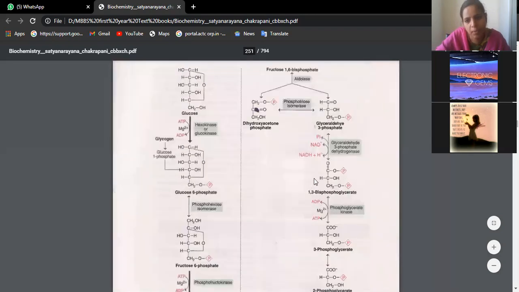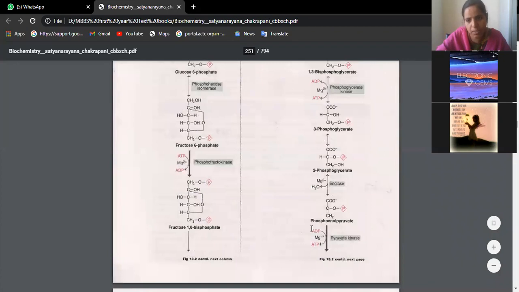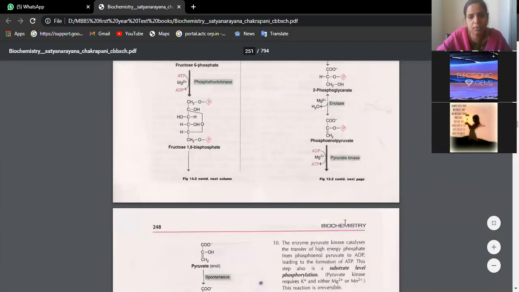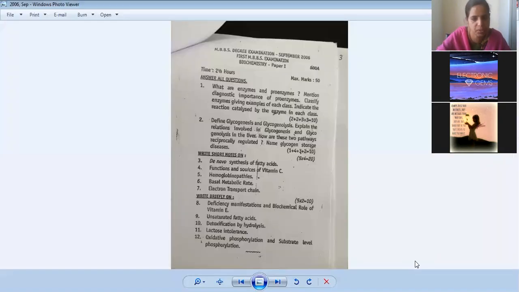See here, this is the glycolysis cycle. In this cycle, 1,3-bisphosphoglycerate is converted to 3-phosphoglycerate, and ADP is converted to ATP. That means at the level of the substrate itself, you have formation of ATP. Similarly, phosphoenolpyruvate is converted to pyruvate. Here also ATP is generated at the level of the substrate. So that is what is called substrate level phosphorylation.